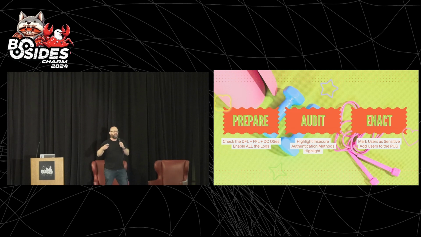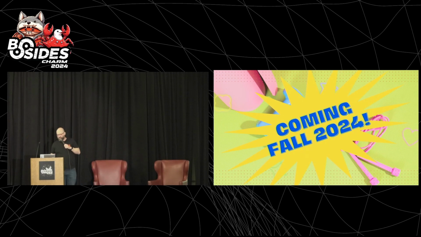First, we're going to make sure that your domain functional levels and forest functional levels are all up to date and your DCOSs are good. You're going to check to make sure that the logs you need for this process are enabled, and then start auditing for you. Run this on a regular basis. Check if you're getting insecure stuff that would break as soon as the Protected Users group is enabled. Once that is taken care of, then slow roll the process of adding those users into the group.